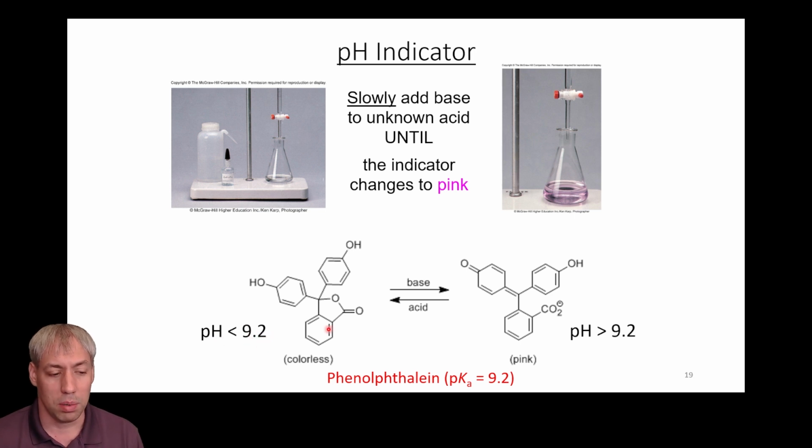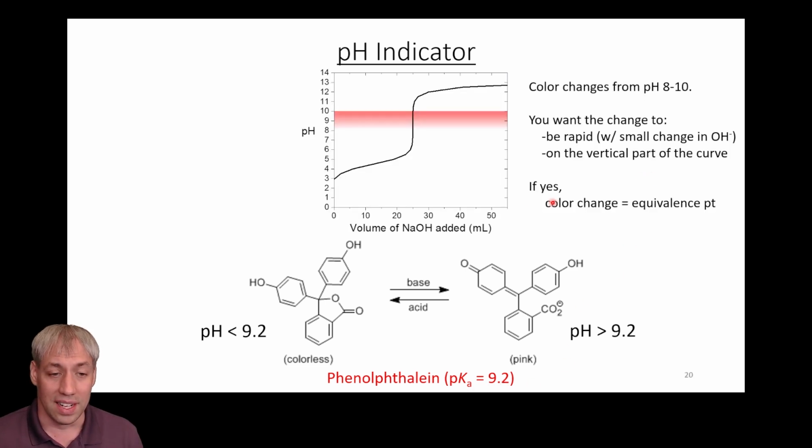And so below 9.2, it's going to be colorless. Above 9.2, it's going to have a pink or a purple color associated with it. And so we can use phenolphthalein as this reference to tell us, are we near that 9.2 mark? As soon as we cross that 9.2, we're going to get a color change. And that's exactly what happens.